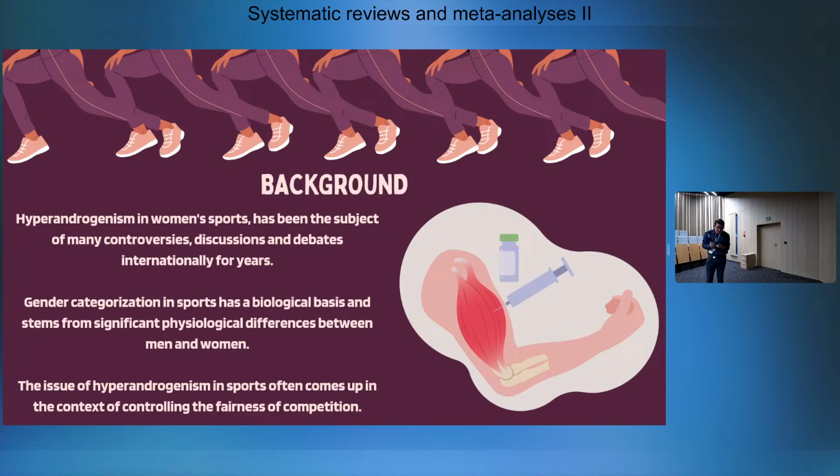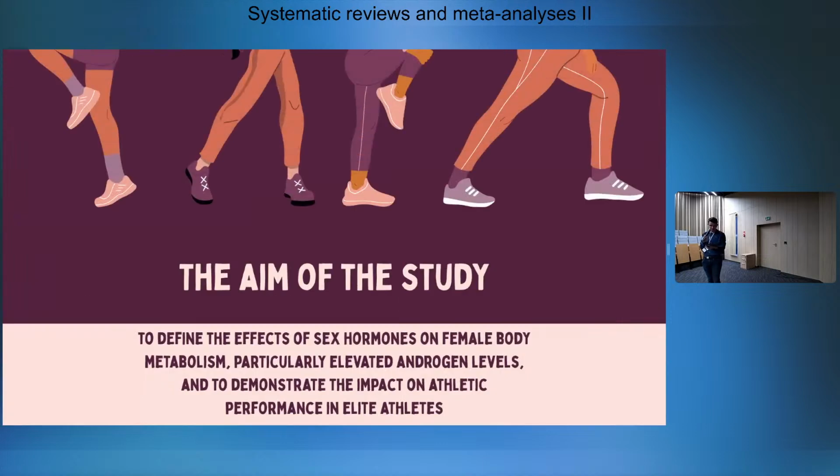The aim of the study was to define the effects of sex hormones on female body metabolism, particularly elevated androgen levels, and to demonstrate the impact on athletic performance in elite athletes.